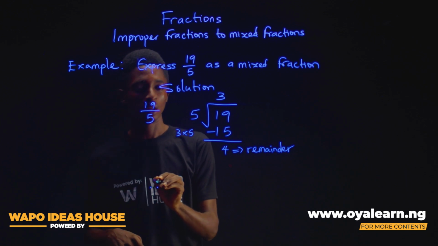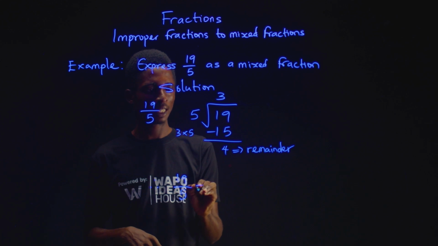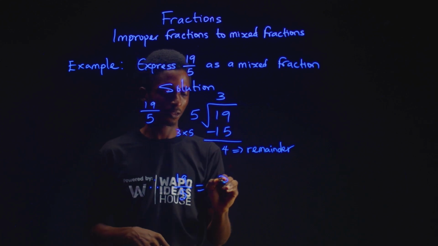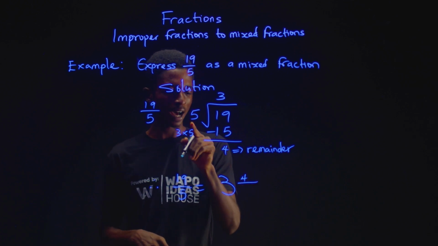Therefore, we can now say 19 over 5 equals 3 whole number, then remainder 4 over 5.